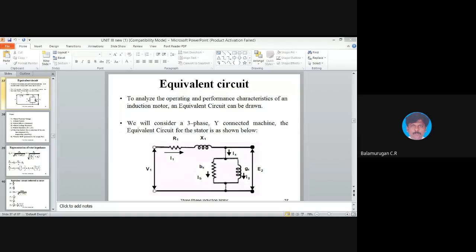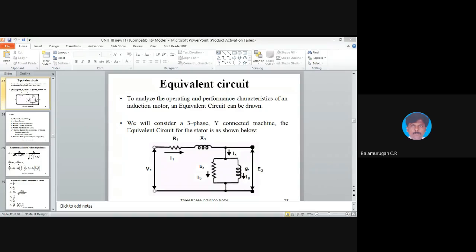Again, we are rearranging this equation as (1 minus S) divided by S, into 3 I2 double dash squared into R2. So this is equal to 2 pi N, where N we can write as NS into (1 minus S). So from the slip formula, we can write this expression as N equal to NS into (1 minus S), into TG divided by 60.